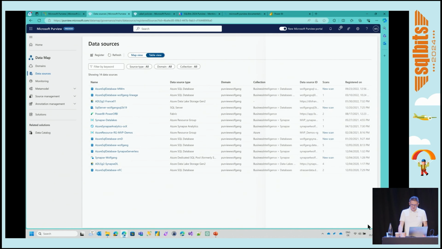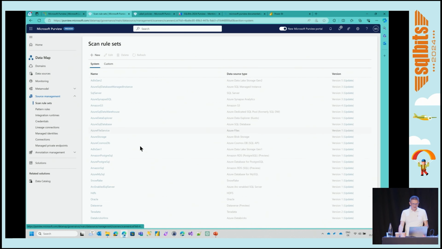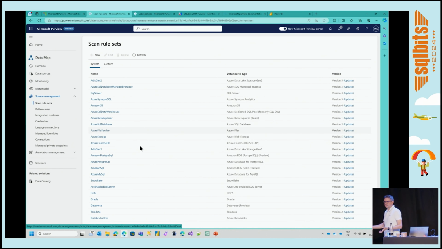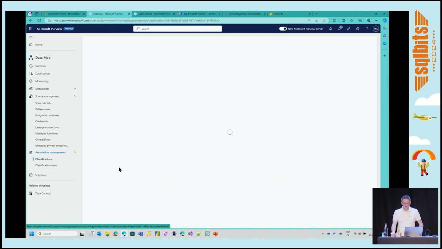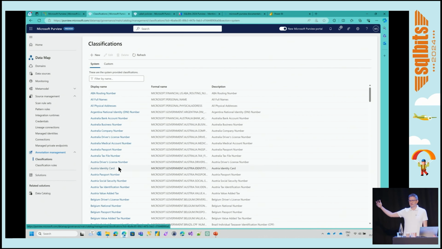What we can do is we can define as a next step the scans. And scans are based on scan rule sets. As I said, what are the parts of the database I would like to search and classify? And also for the classifications, there are 200 something classifications in there. It's not those 313 sensitive information types. There is some overlap, but not the full overlap. So it's like getting close, but not as close.